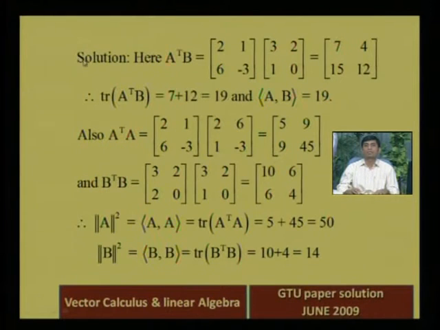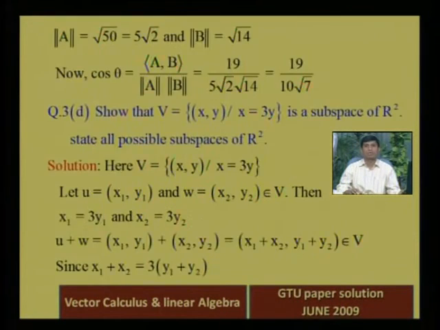Now we want to find the cosine of the angle between these two matrices. So cos theta, here is the formula. Cos theta is equal to inner product AB divided by norm A norm B, that is equal to 19 upon 5 root 2 into root 14, that is equal to 19 upon 10 root 7. Okay, so here is the complete solution of this question.